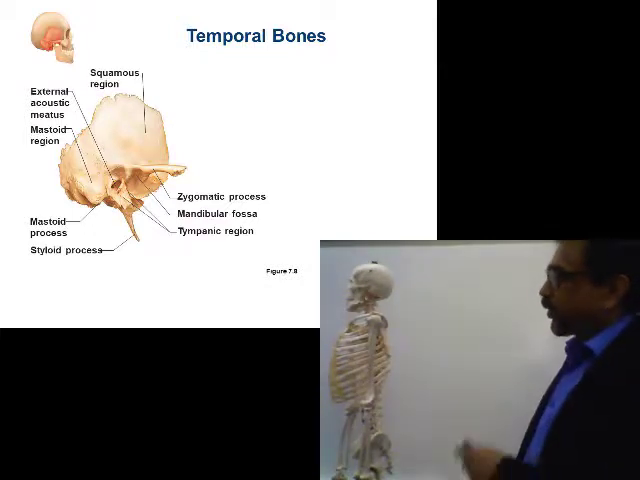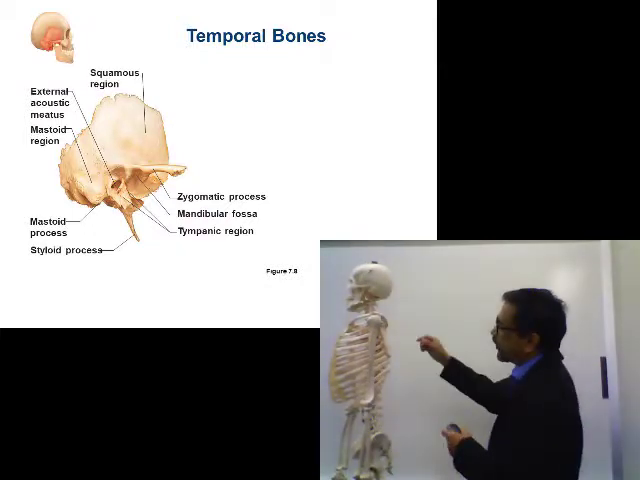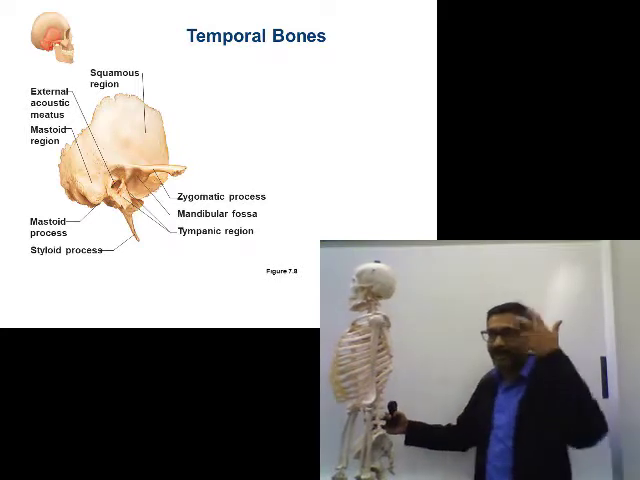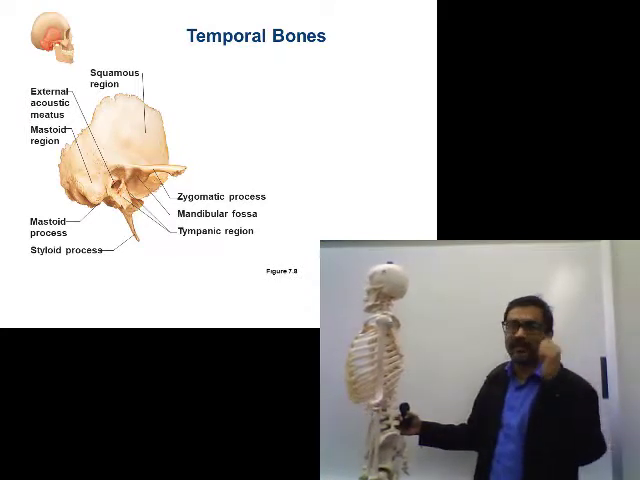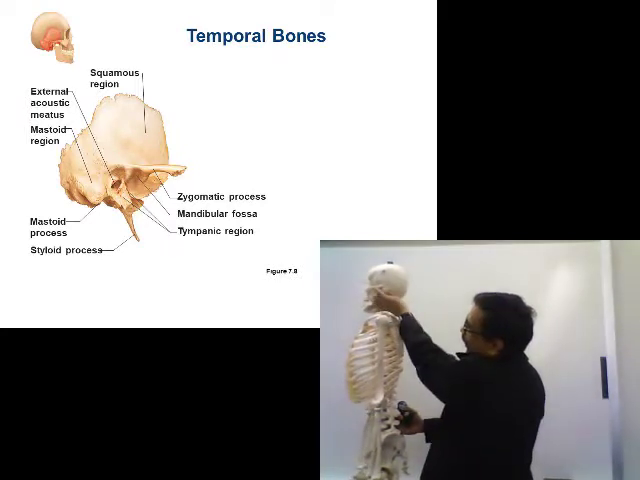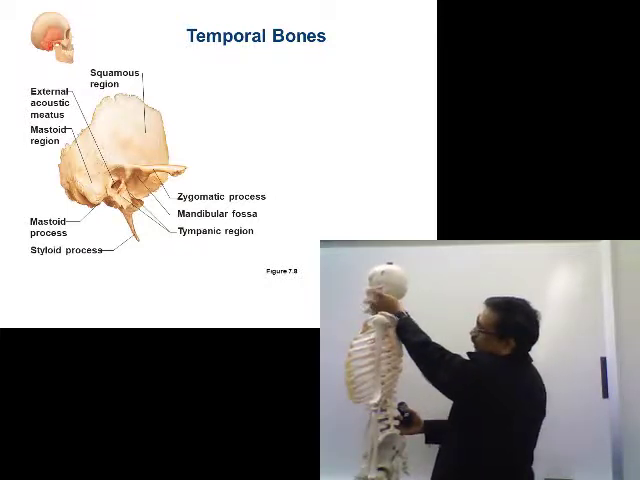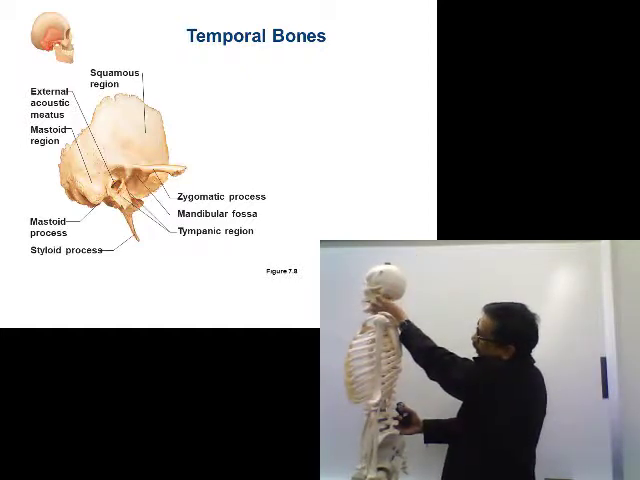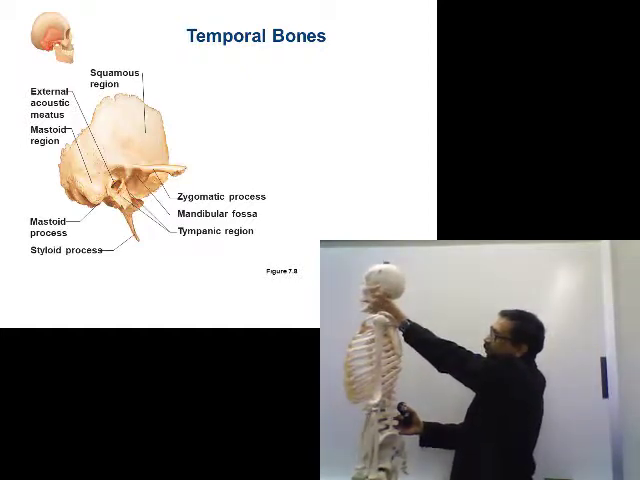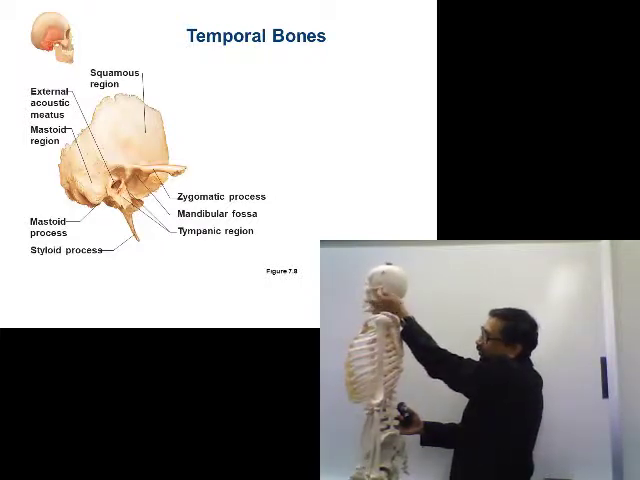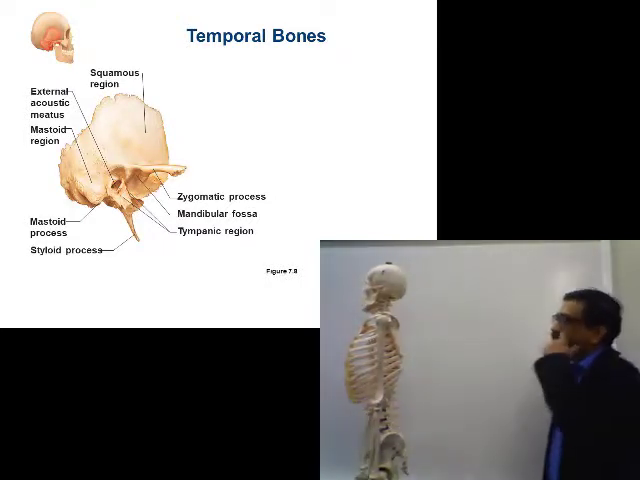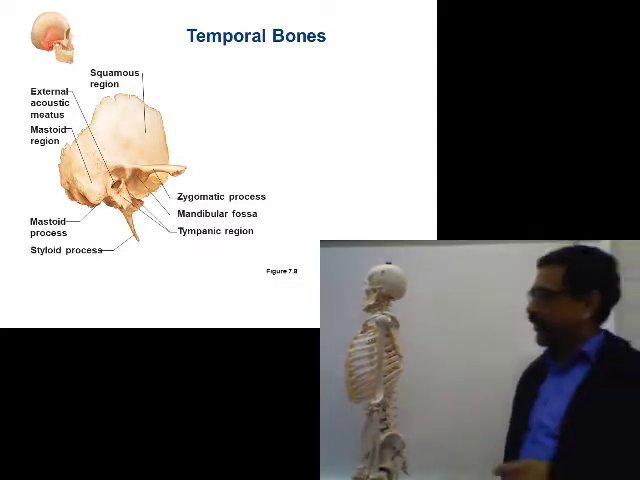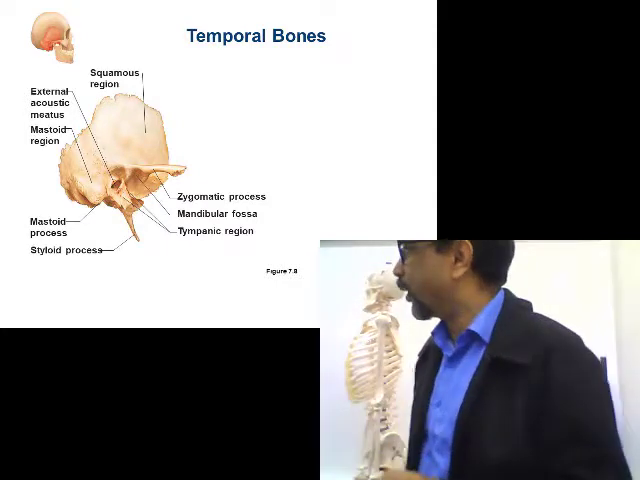There is a fossa that is called the mandibular fossa. Why? If you just think why the name is like that, it becomes very easy. Here you have a fossa. You see, I can put my finger. This is the fossa, depression. Why is it called mandibular fossa? Because this part of mandible goes in. This is the mandible, we know that. So this is the mandibular fossa. So those are some structures in the lower portion of the temporal bone.